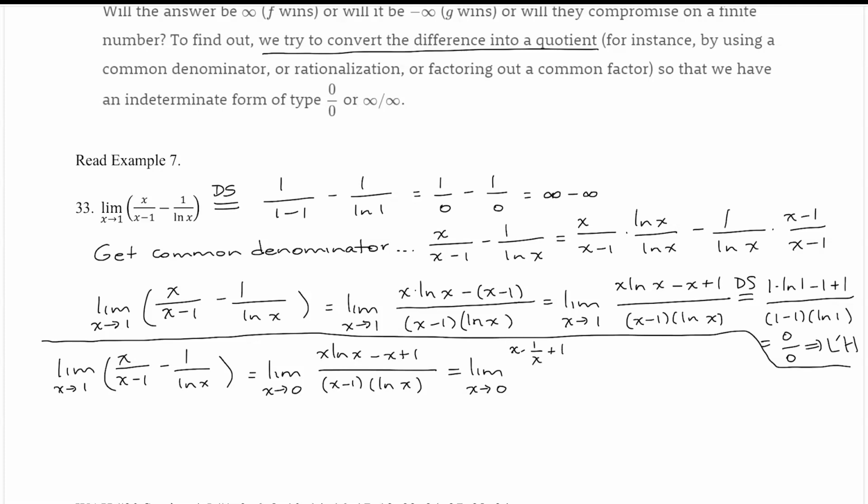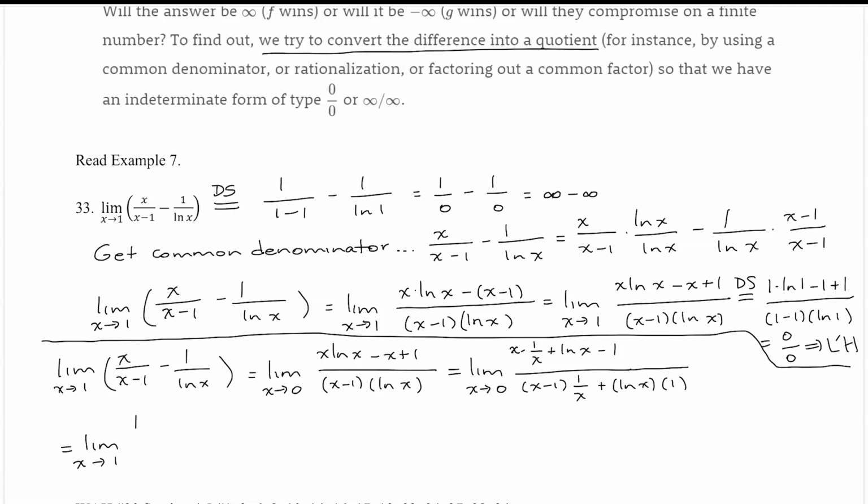So how do I take the derivative of the numerator here? Well, in the first case, I have a product of x times ln x. So that derivative is the first times the derivative of the second plus the second times the derivative of the first, and the derivative of x is 1, minus the derivative of x plus the derivative of 1, which is 0. In the denominator, I also need the product rule. So that derivative is the first times the derivative of the second plus the second times the derivative of the first, and the derivative of x minus 1 is just 1.